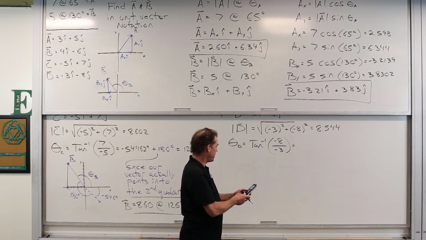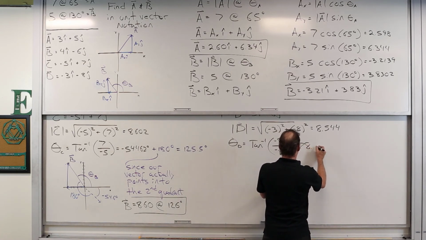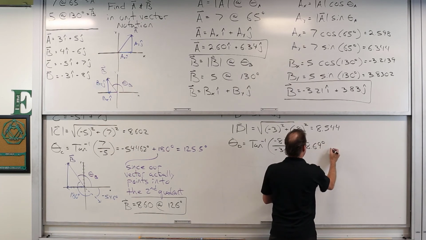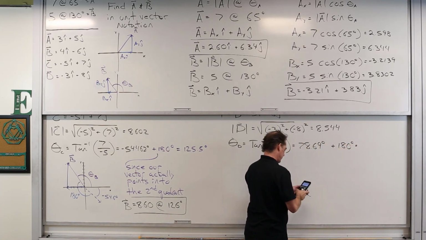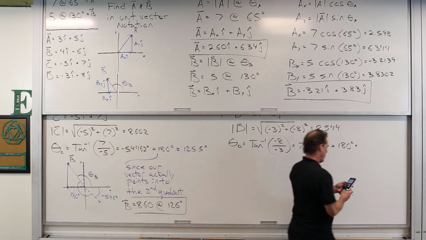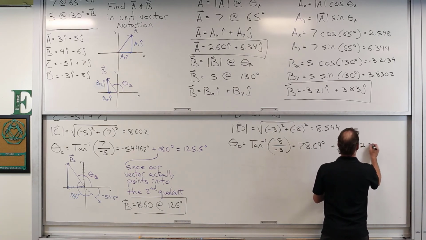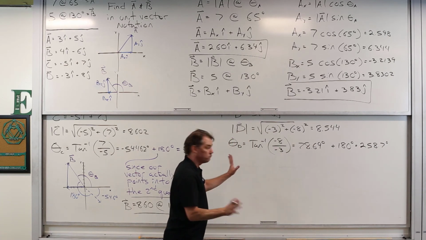So we've got ourselves the arctangent of 8 over 3, which is equal to 78.69 degrees plus 180 degrees. Oops. Gives us 258.7 degrees.